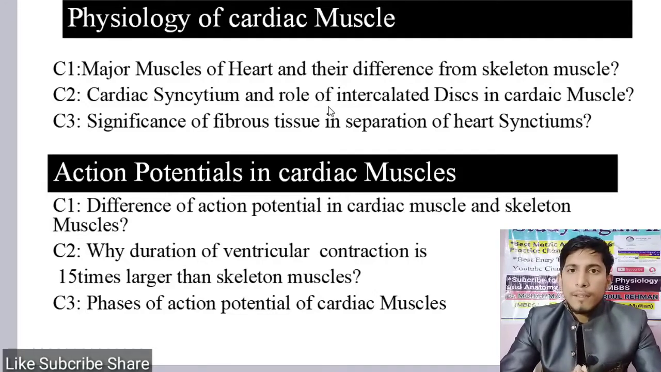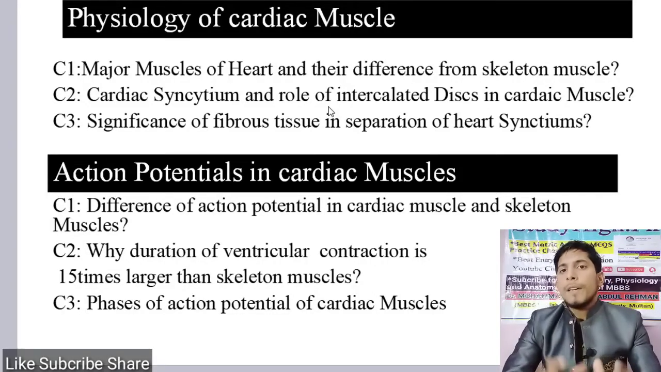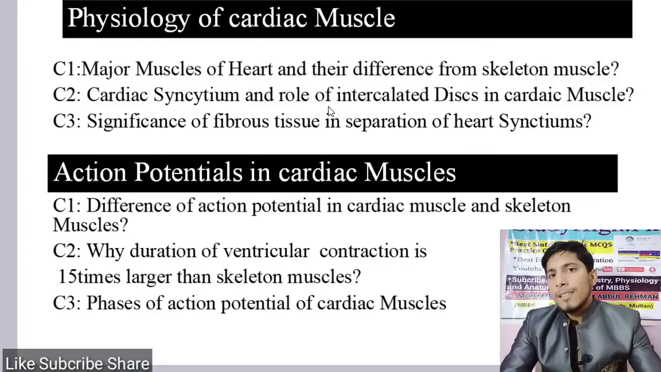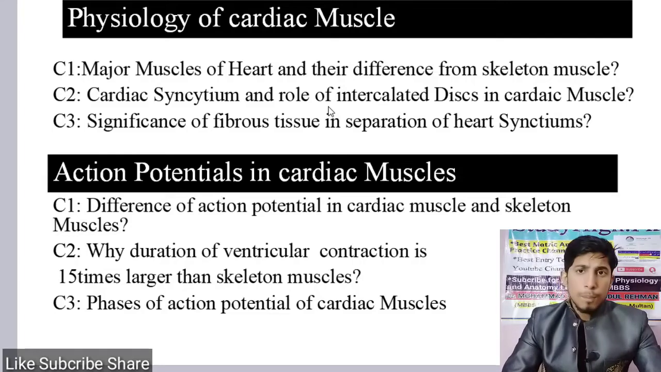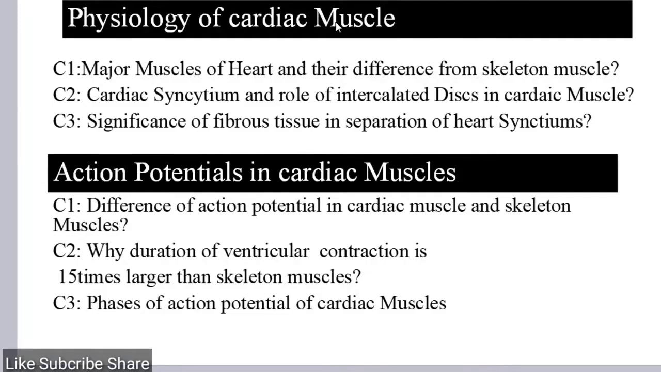The atria should fully contract and transport all the blood they contain into the ventricles. And when atrial contraction is completed, then the ventricles should contract. As a result, the heart pumps blood to all body parts with full efficiency. So we have discussed the physiology of cardiac muscle.